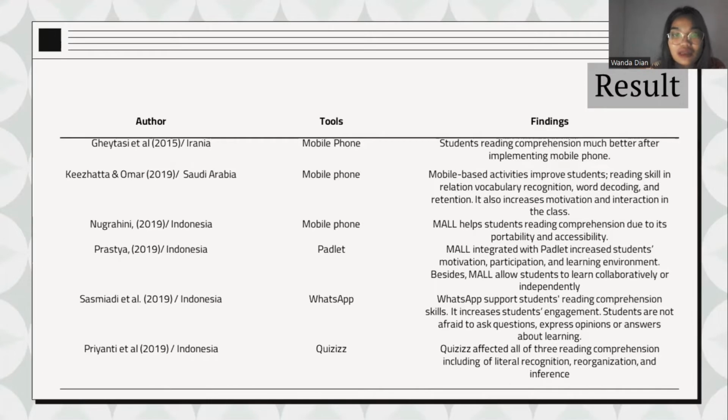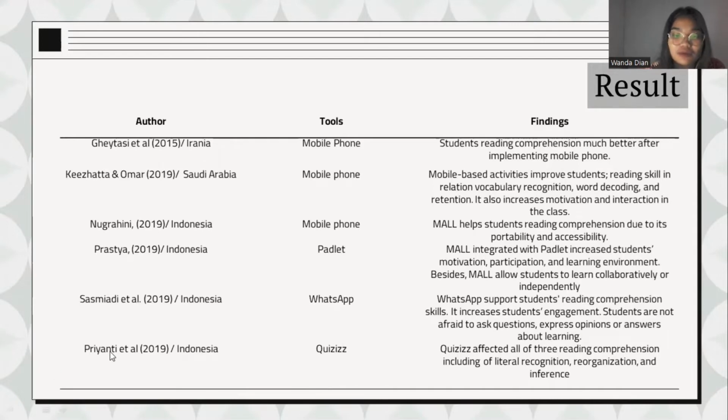The next study, conducted by Prastia 2019, examined the effects of Padlet on students' reading skill, and revealed that MOL integrated with Padlet increased students' motivation, participation, and learning environment. Besides, MOL allows students to learn collaboratively or independently. The next study, conducted by Sasmiadi et al. 2019, examined the effect of WhatsApp on students' reading skill, and revealed that WhatsApp supports reading comprehension skill. It encourages students' engagement. Students are not afraid to ask questions, express opinions, or answer about learning.